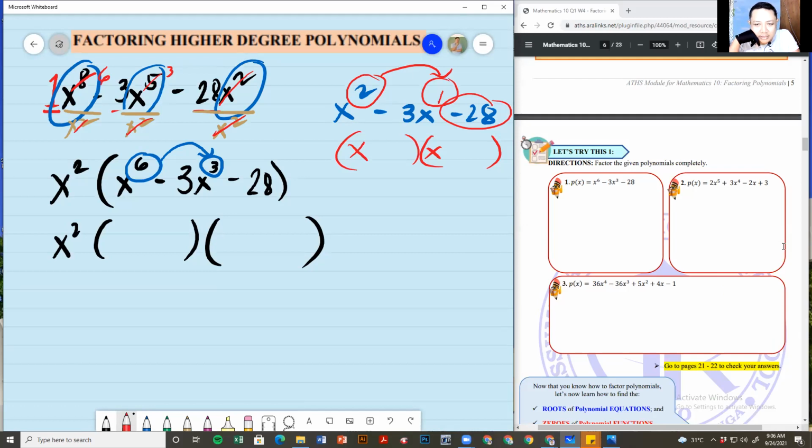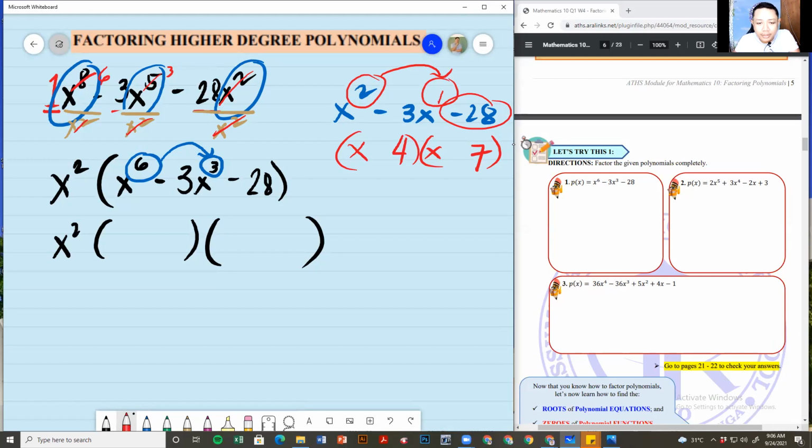Type it in the chat box. 4 and 7. 7, 14, 21, 28. Very good. So we have here 4 and 7.